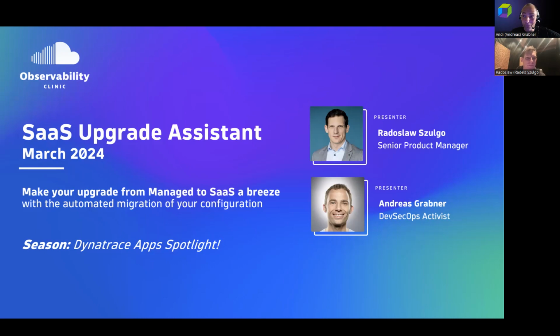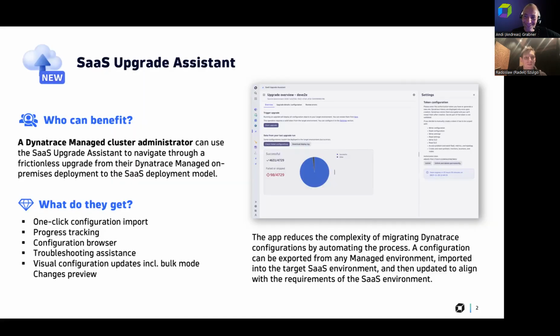Perfect. Without further ado, please give us a quick overview of what the app is all about, what it does, how it helps, and then I think the most exciting piece is going to be a live demo. With pleasure. So, SaaS Upgrade Assistant is aimed at Dynatrace managed customers, Dynatrace managed users. Mainly, it's targeted at the cluster administrator, the person who is responsible for replicating the configuration that was built over the months and years in managed to a SaaS environment.